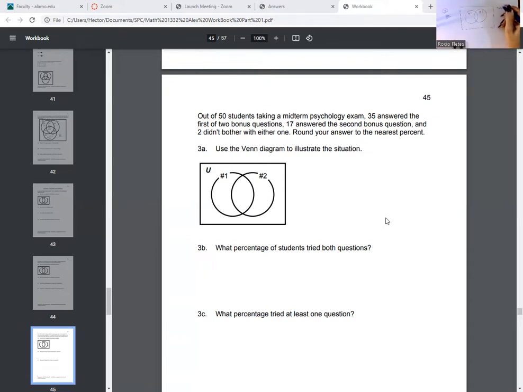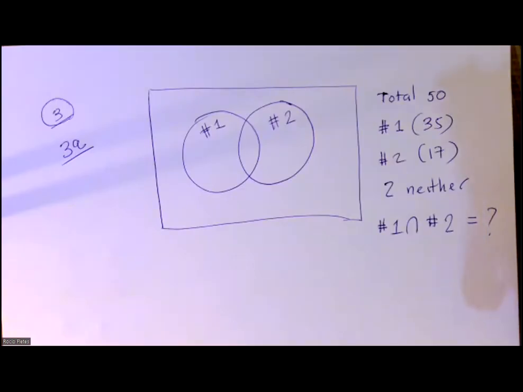Let me write this down, and then I'm going to share what I'm drawing here and what I'm writing. So we have a total of 50. 35 answered the first of 2, so 35 people. And then 17 answered the second, so 17 people. 2 didn't bother, neither. And then I don't know the overlap, the intersection of 1 and 2, I do not know, right? So let me stop sharing here. So this is what I have.